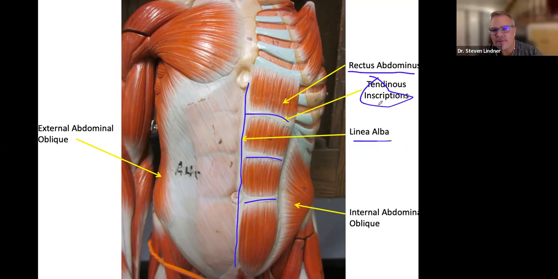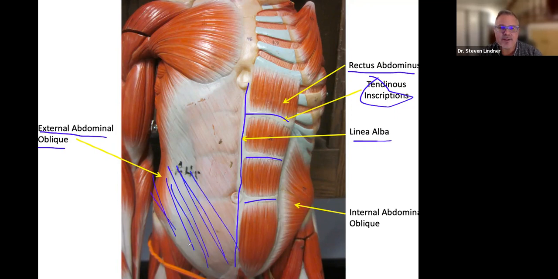Now, notice on this side, we can see the ribs, and on this side, we don't. So this is more superficial or external. So here's the external abdominal obliques. And again, if we look at those fibers, it's like putting your hands in your pockets, going into your front pocket. That's the external abdominal oblique.